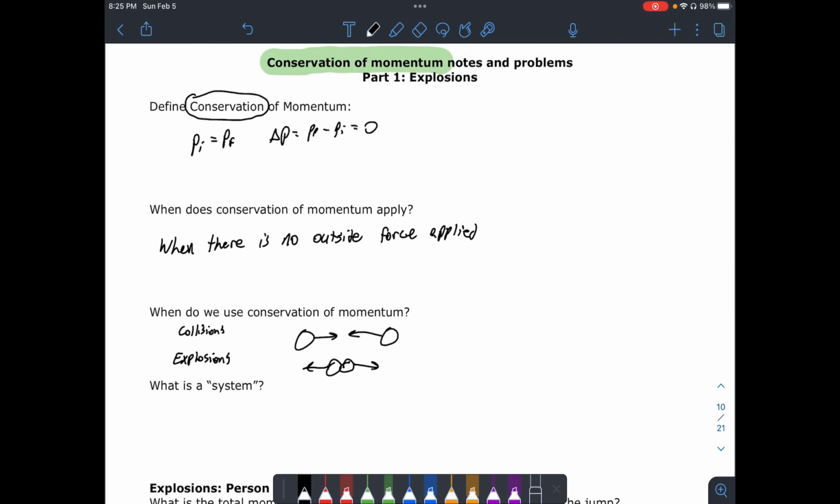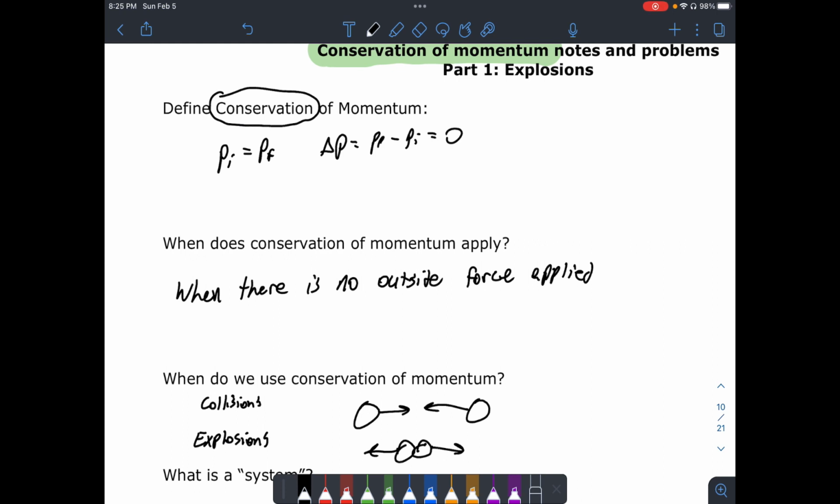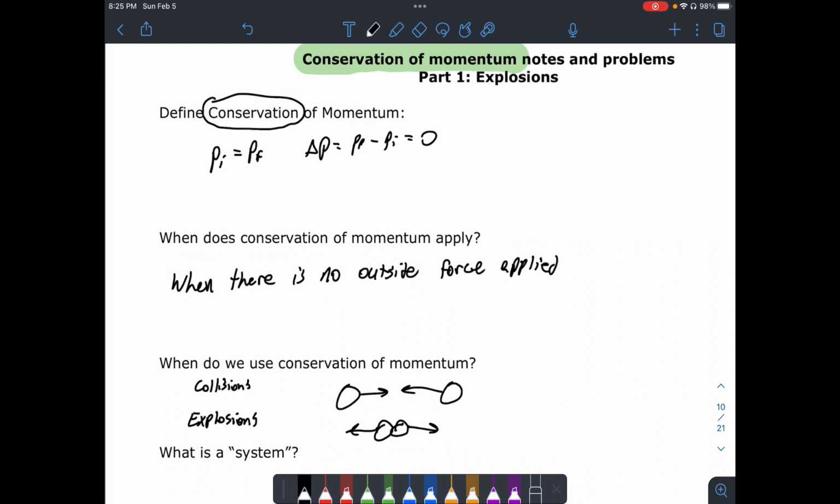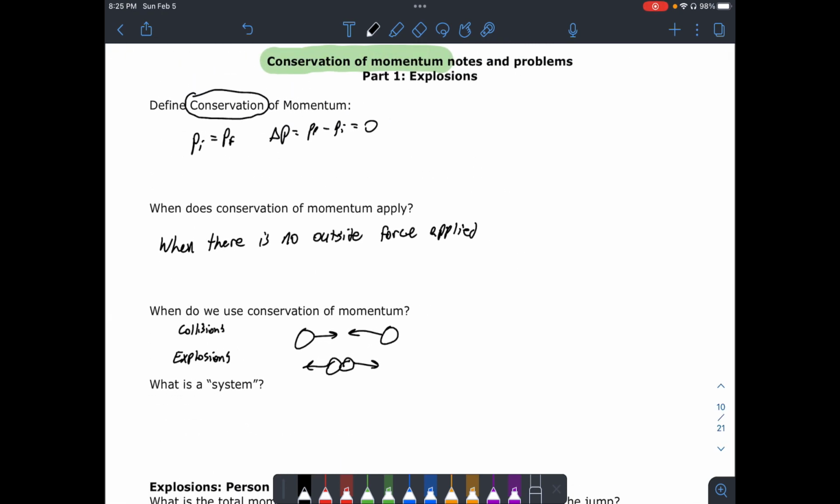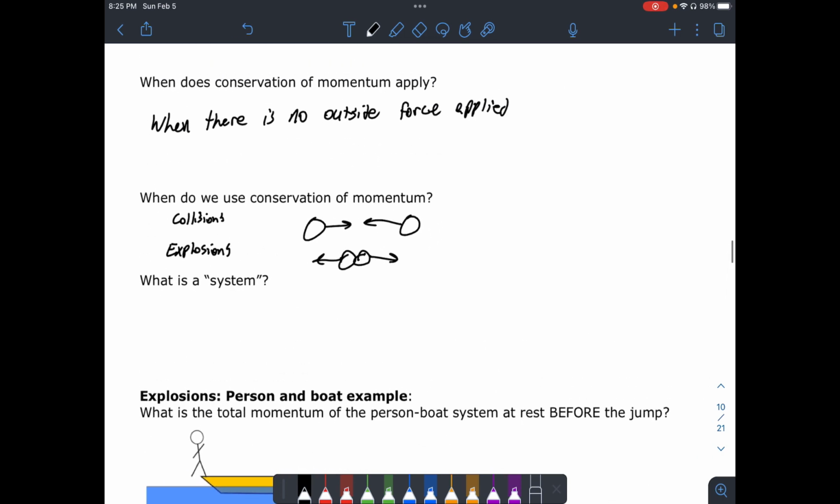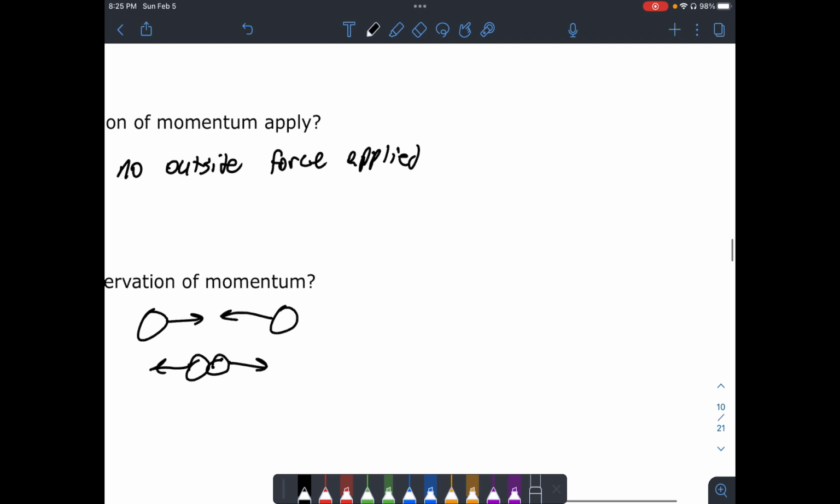But this is very important. Conservation of momentum comes around a lot and really helps us analyze real world problems. And it all comes back to our initial is equal to our final. And when I said here, when there's no outside force applied, this is no outside force applied to the system.